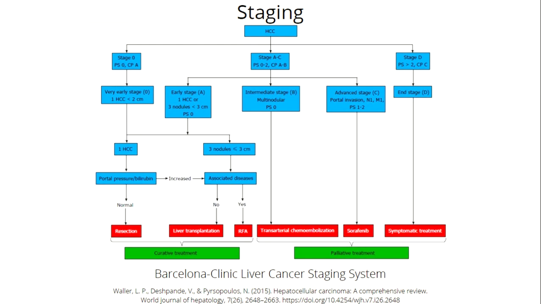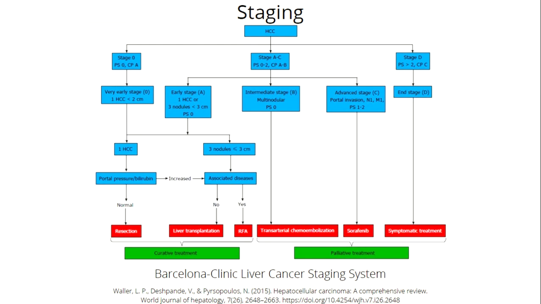The stage A to C, first is the early stage, or the letter A. The nodules is less than 3 centimeters, and here, if there are associated diseases, it could possibly include the RFA, the ablative therapy, or if there are no associated diseases, it could lead to liver transplantation.